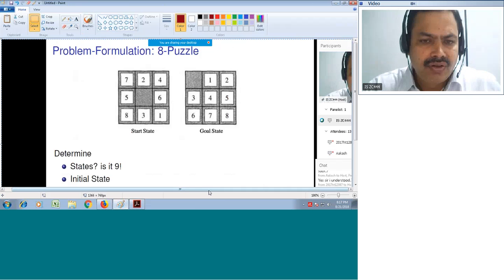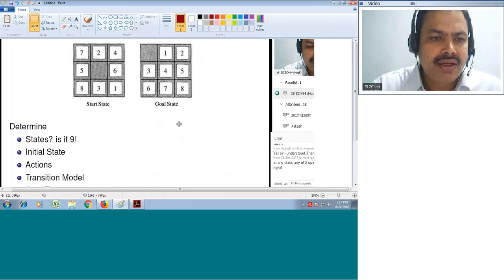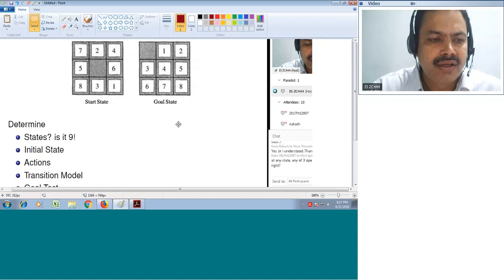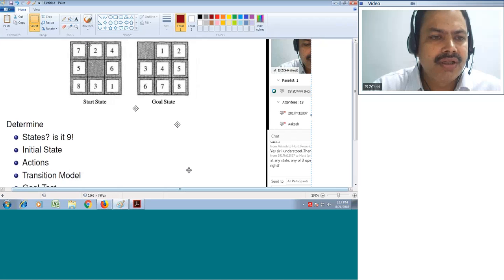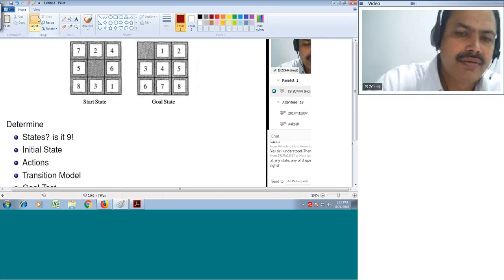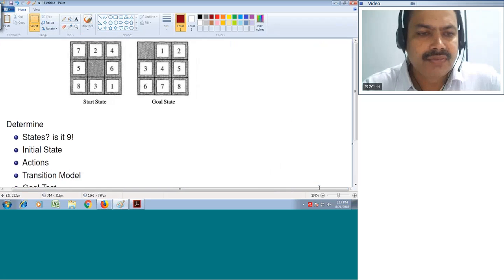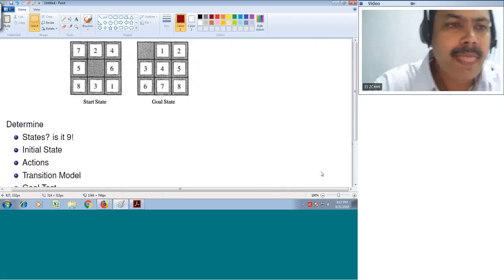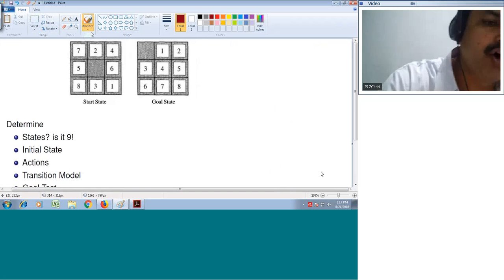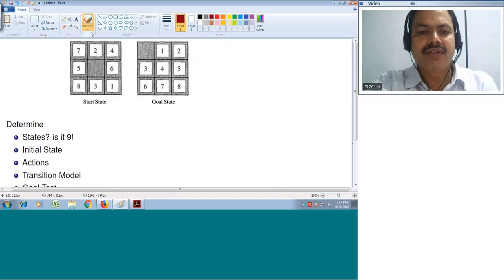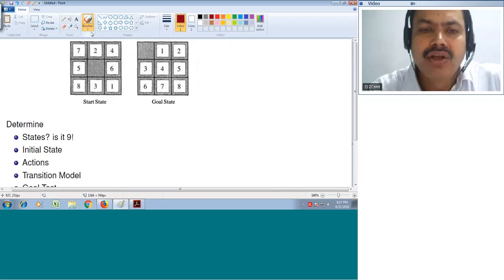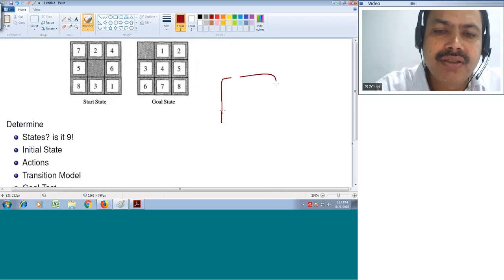Okay, so can anybody tell how many states are there? I mean, how many total number of states are possible over here? Can anybody tell in this problem, in how many states you can reach, the state space? Somebody is telling 9.